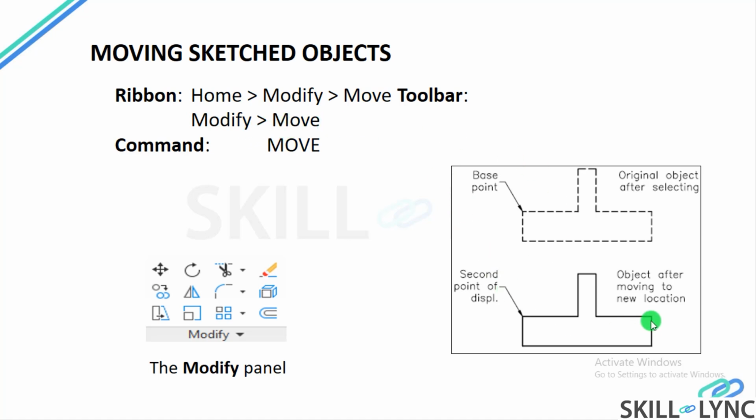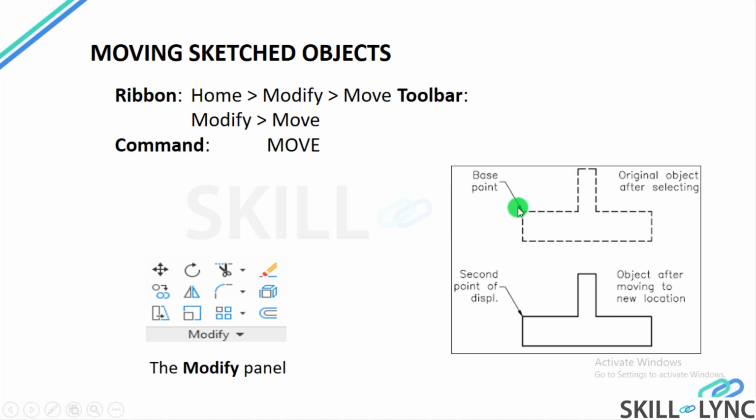Now here you can see there is an illustration of a move object. We have a simple geometry, which is shown before movement. To move an object, we have to pick it from a point. The point from where you pick the object to move is called the base point. AutoCAD will first ask you to select a base point.